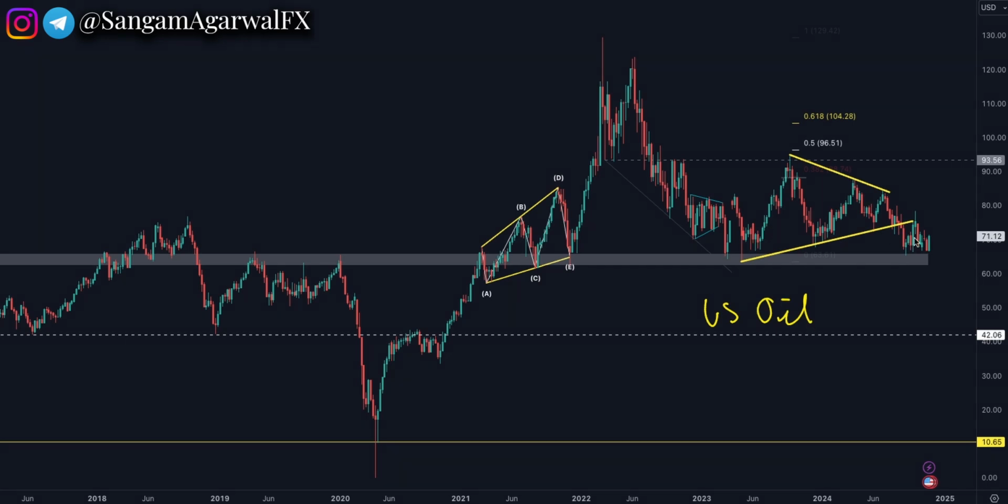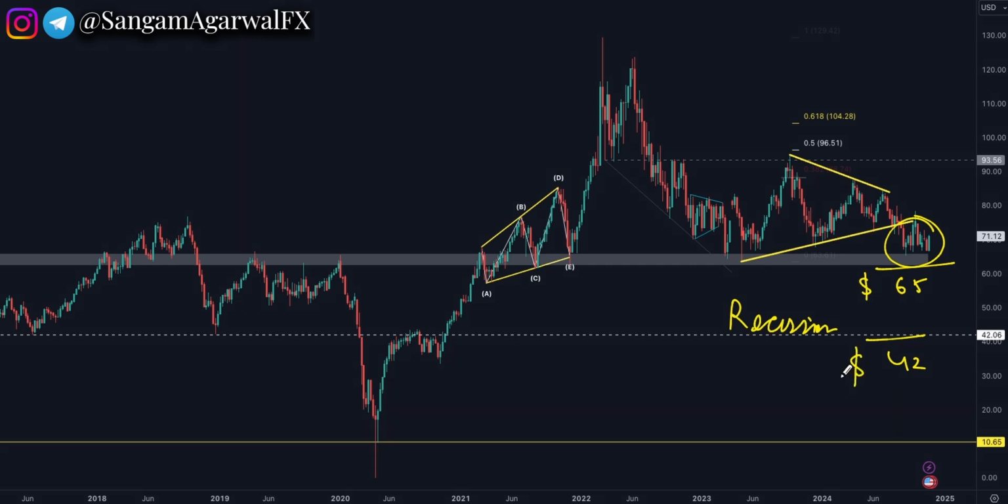US oil weekly chart, you can see price is still sideways above 65, below 74. So below trend line after breakout, but above support before breakout. It is sideways range, and they need to trigger recession. And when recession triggers, price will break out below 65 and target first will be 42. But before that, price can stay above 65.